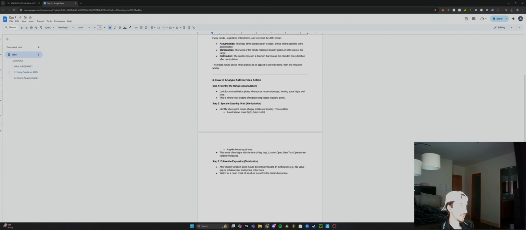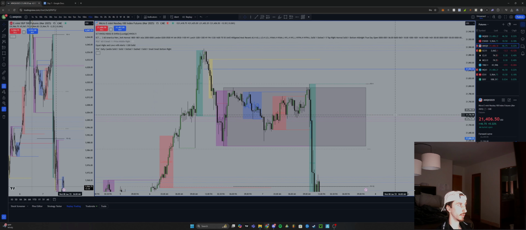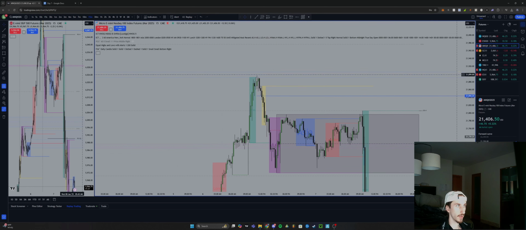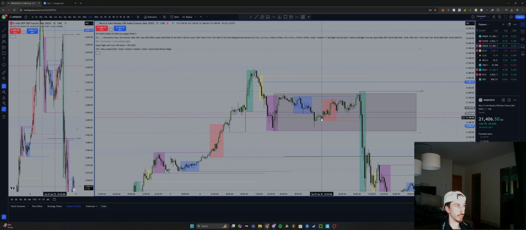Now, this move often aligns with the time of day, right? London Open, New York Open, when volatility increases, right? So you'll notice Asia accumulated, London accumulated, and then right as the pre-market was happening, before the open, we came up and actually manipulated the high before open. And then of course the open happened, and then we manipulated one more time. And then of course that sent us lower. You're not gonna have the same type of profile every single day. That would be really nice, but it's not gonna happen every day.